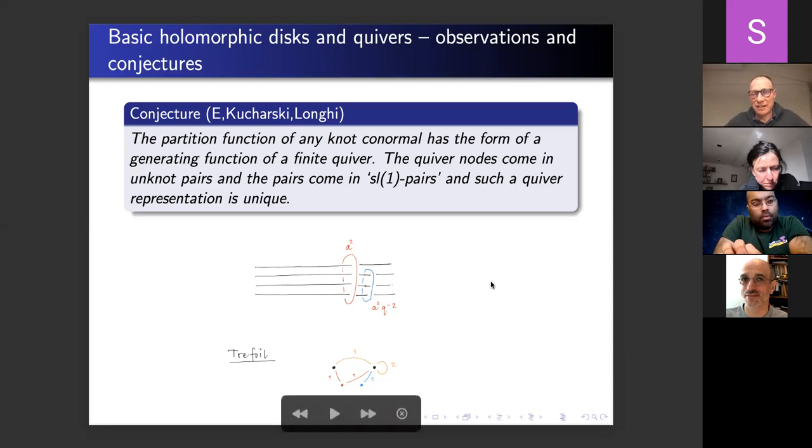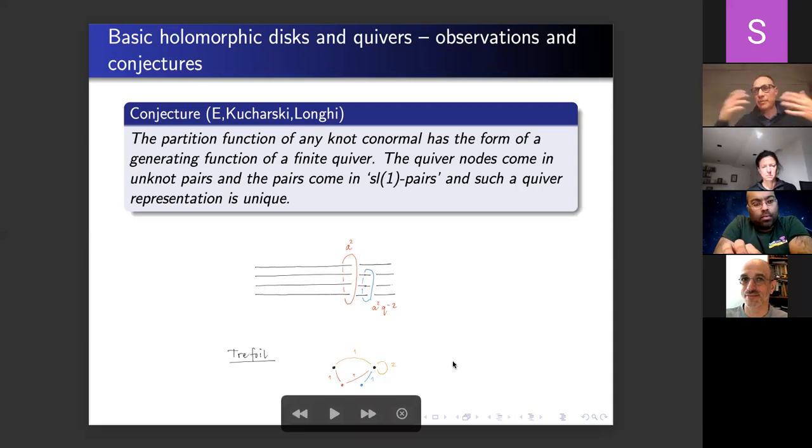So everybody else has to come in SL1 pairs. And in examples, at least, it looks like there is another little disk which has A squared Q minus 2 in it. And it links with everybody except one. When you push it through, you get another quiver. And somehow that should be the form of the quiver for any node. And in this form, it is completely unique.